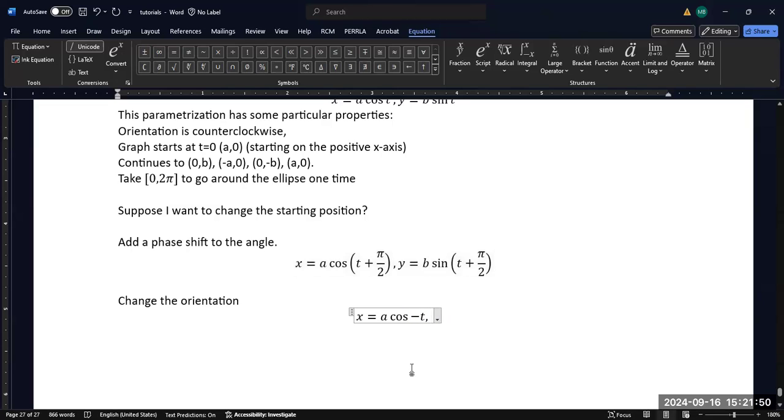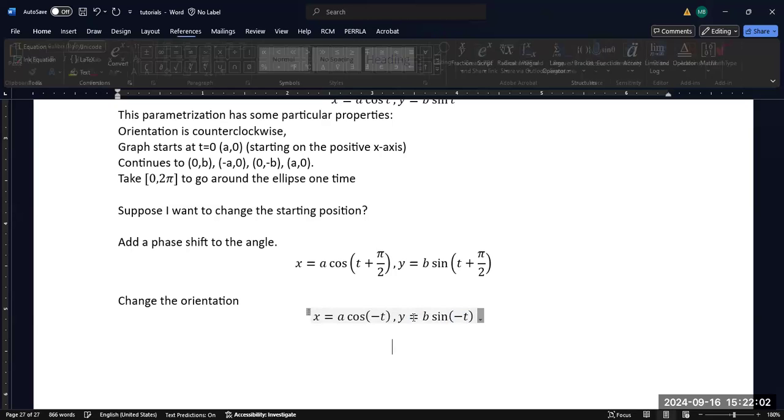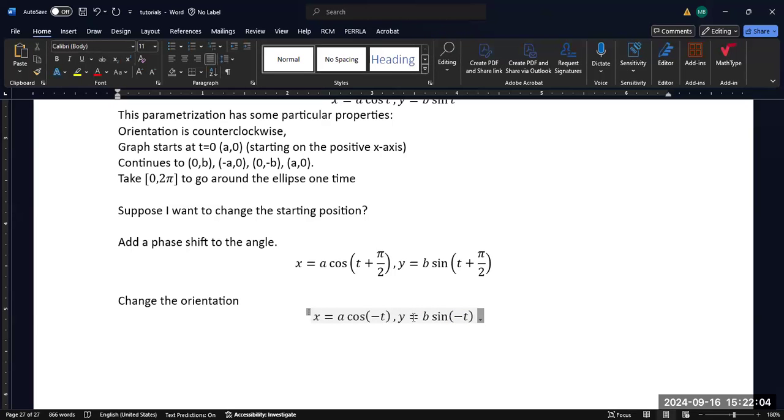And then actually, let's put parentheses around this just so that it's super clear. And then y is equal to b sine negative t. Now, the result of this, the orientation, by making t negative, instead of going counterclockwise, which is the standard math orientation, now you're going to go in the reverse direction. You're going to go clockwise.